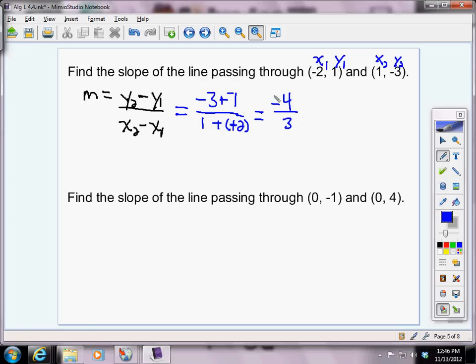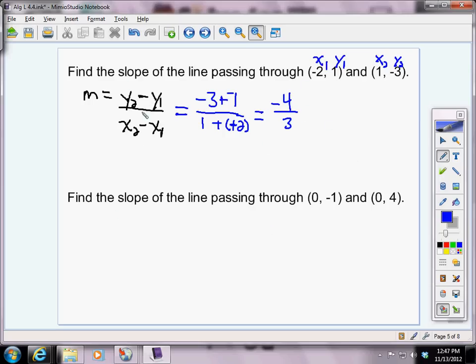So notice in this case our slope is just a negative 4/3. Leave it as a negative 4/3. Leave it as an improper fraction. Don't make it into a mixed number. Don't change it into a decimal. Because what this is telling us is that on our line we're rising negative 4. Well, we're going down 4 and we're moving over 3. So it's telling us what our line looks like. Leave it as a negative 4/3.